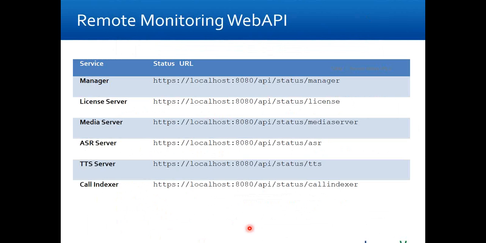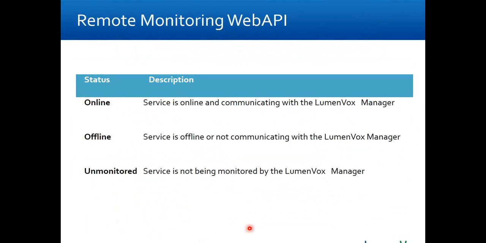You can see there's a very simple protocol to address the Manager on a given machine to get that API status for each of the services. It's an HTTPS machine address API/status/service name, and the result of that is one of 3 statuses, either online, offline, or unmonitored. So it's a very, very straightforward, very simple matrix of URLs and resulting statuses.